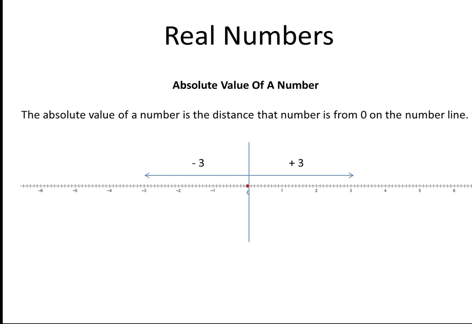This is to explain absolute value. Absolute value is always positive, and distance is always positive. The absolute value of a number is the distance that number is from 0 on the number line.